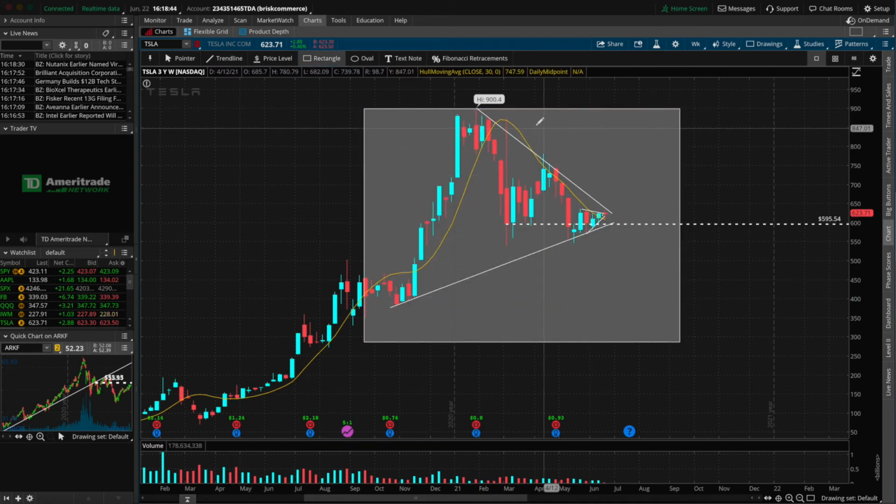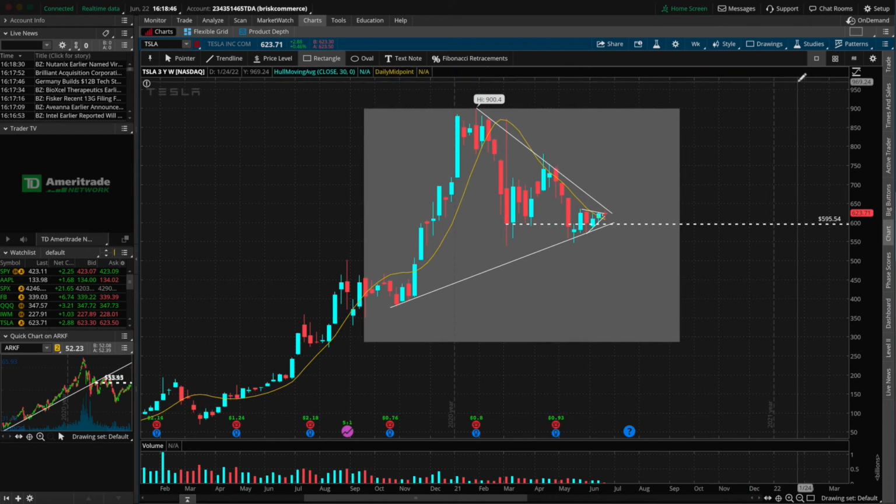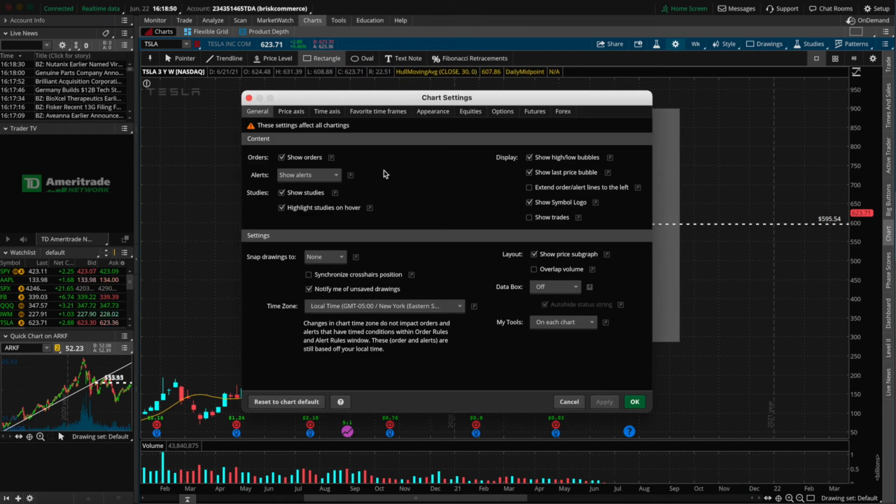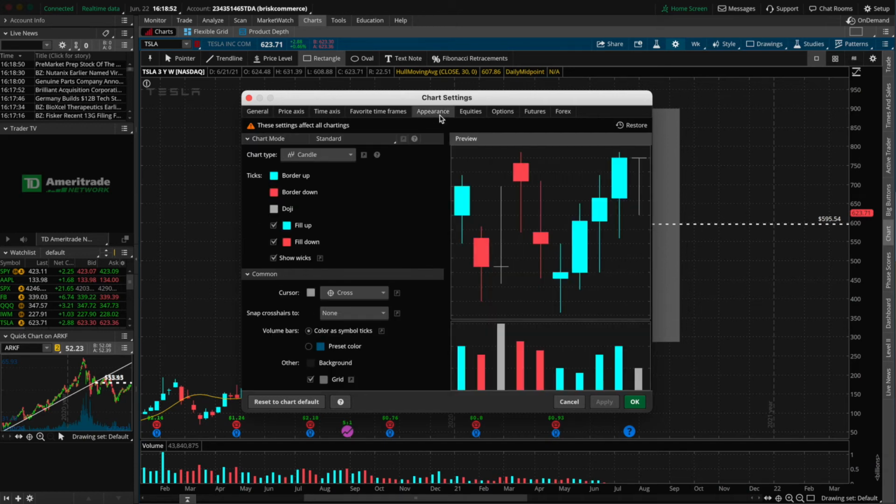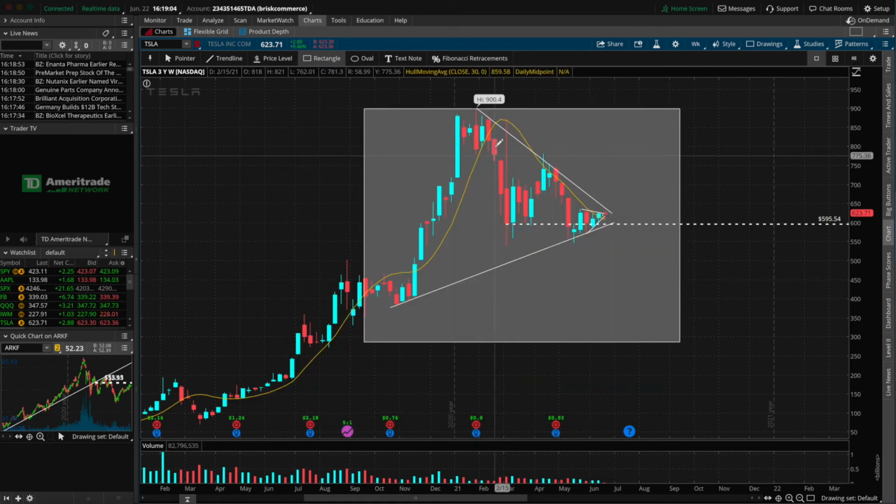You might also be wondering how I got my chart to look like this, and this is within your layout. You can access your layout over here within the settings, and within the settings you go to appearances, and in your appearances, if you just take a screenshot of what my preferences are here, you can replicate the same thing for your ToS software. Okay, so that's the charts feature.